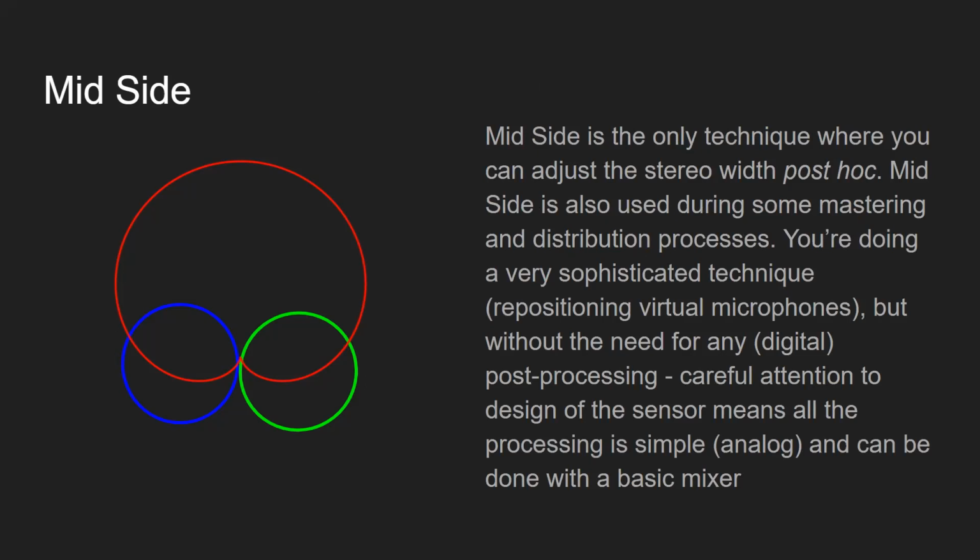And this is also how FM stereo works. And it lets you adjust the width, unlike any of these techniques. So as you turn that side mic down, you're getting more of the center. If you turn the side mic up, you're getting more of the side. So just by a simple analog control, you can shape the recording after you've done it.